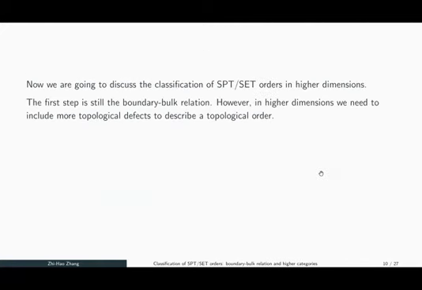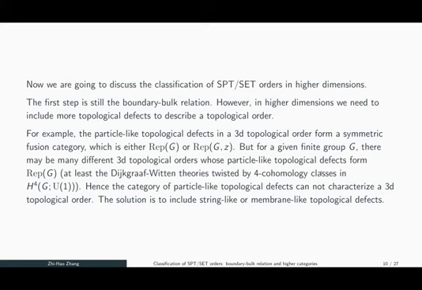Okay, so now we are going to talk about the classification of SPT or SET orders in higher dimensions. So the first step is still the boundary-bulk relation. But in higher dimensions, we need to include more topological defects other than the particle-like topological defects to describe the topological order.